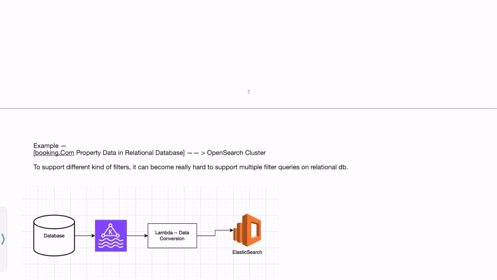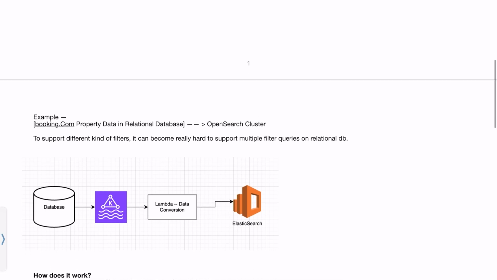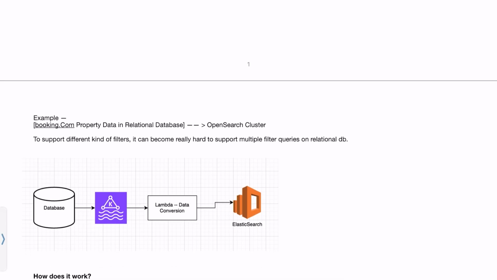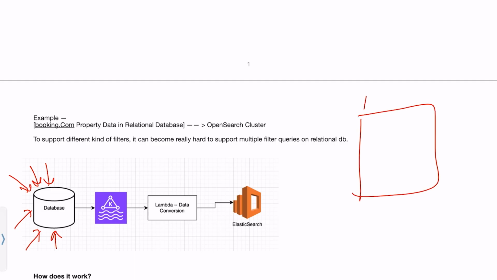Now let's take an example, which I also discussed in one of the previous videos. A lot of properties are onboarded onto booking.com, or assume any hotel reservation system such as Airbnb or Agoda. There are a lot of properties being onboarded and you store that information in your database. Now whenever customers are searching on this portal, let's say for properties in Jaipur.